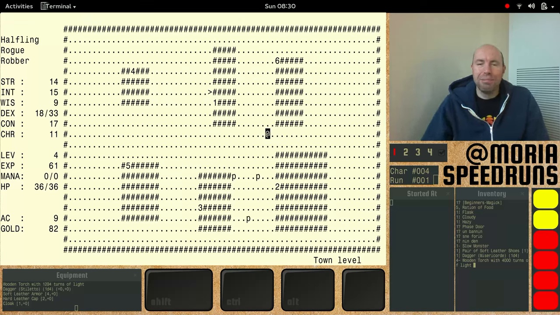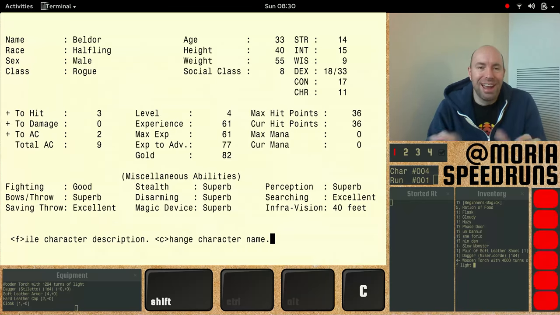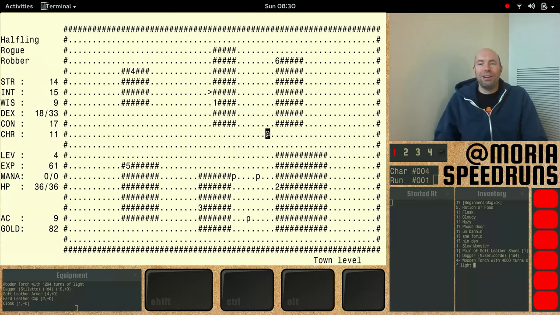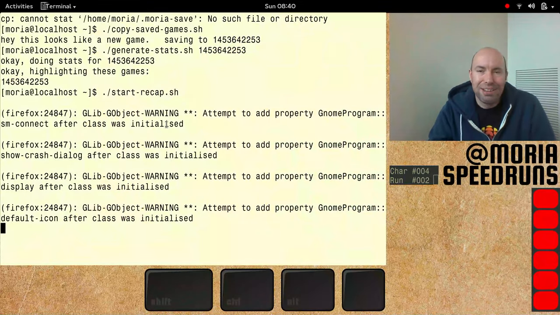All right, folks, that is the beginning of Beldor. Beldor, the halfling rogue. He is kicking ass and taking names and giving haircuts. Him and his red hair, right? Red-haired Beldor. Look at that. That's pretty good. Okay, folks, we're out of time. Let's have a look at the charts. All right, all right. Let's have a look.